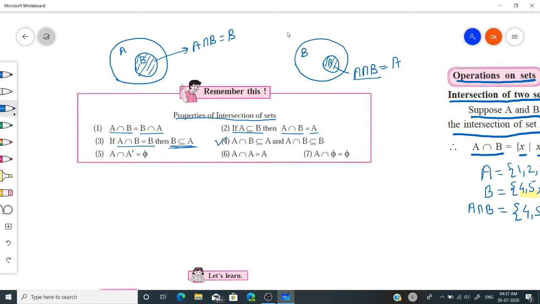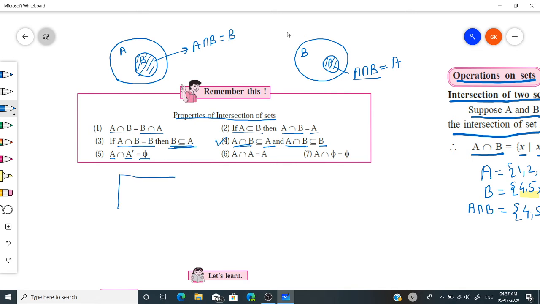Then the fourth one: A intersection B is a subset of A, and A intersection B is a subset of B. Then A intersection A dash is equal to the phi set.